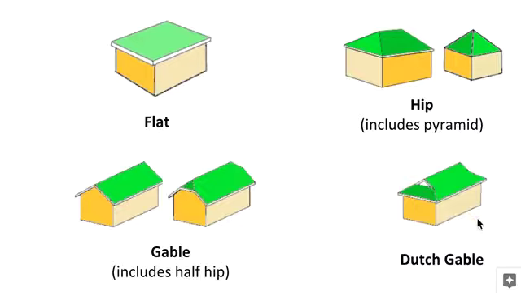Lastly, on Dutch gable, remember the definition is there's a gable section that's sitting on top of a hip section, and the end of the gable must be on the hip line. That's Dutch gable. These are the 4 primary pure roof types.